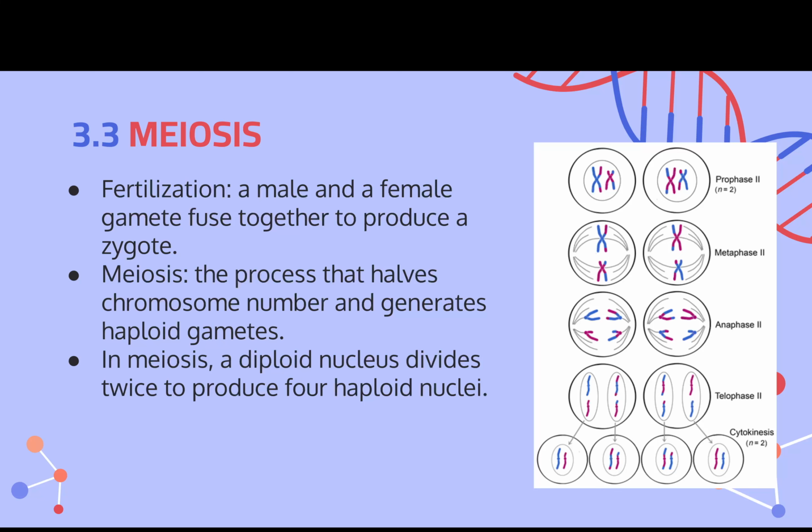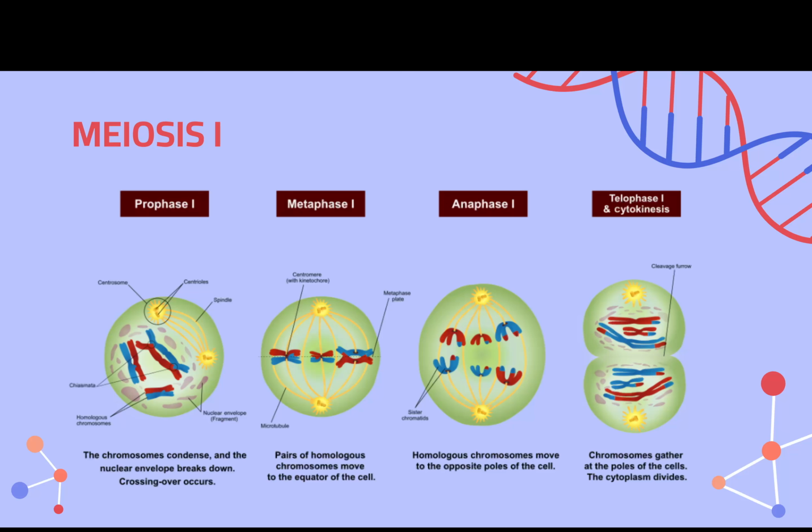In meiosis, a diploid nucleus will divide twice to produce 4 haploid nuclei. So in meiosis there's basically double division: meiosis 1 and meiosis 2. In meiosis 1, we have prophase, metaphase, anaphase, and then telophase 1. In prophase 1, it works essentially how normal prophase works. The chromosomes will condense and the nuclear envelope will start breaking down. But this is important: this is where crossing over will occur. We will talk about crossing over later on, but this is the step where crossing over could possibly occur.